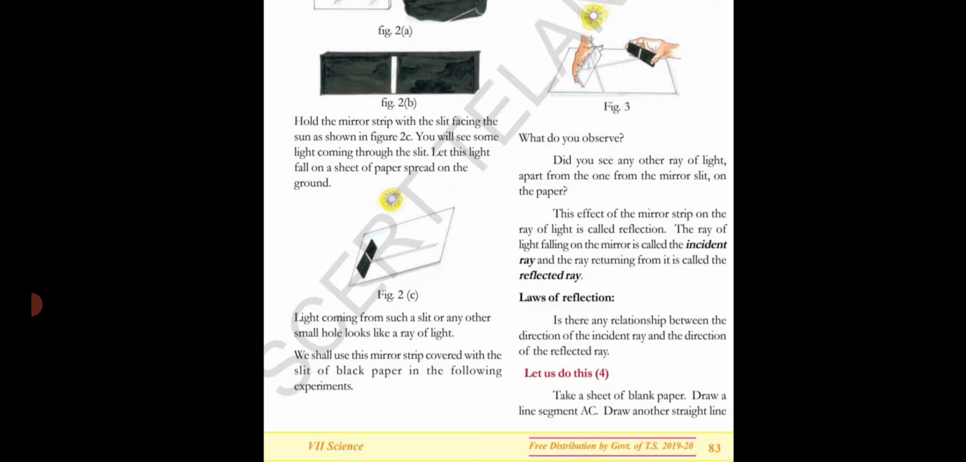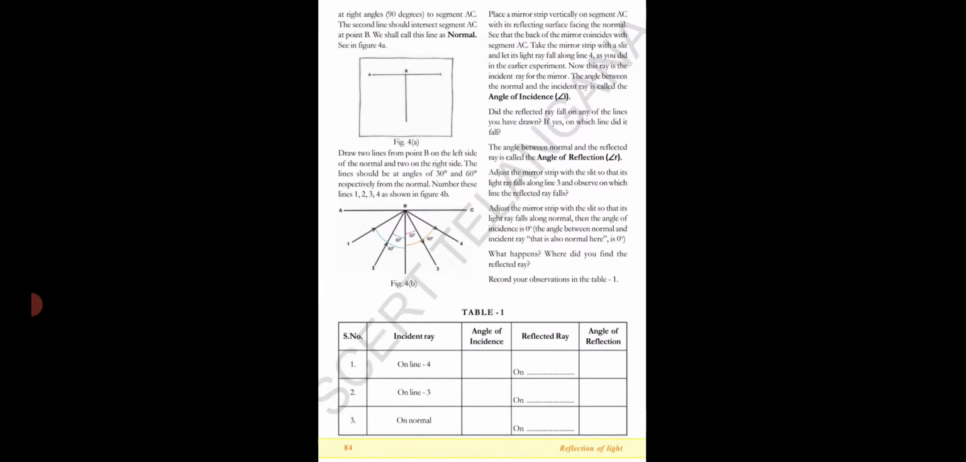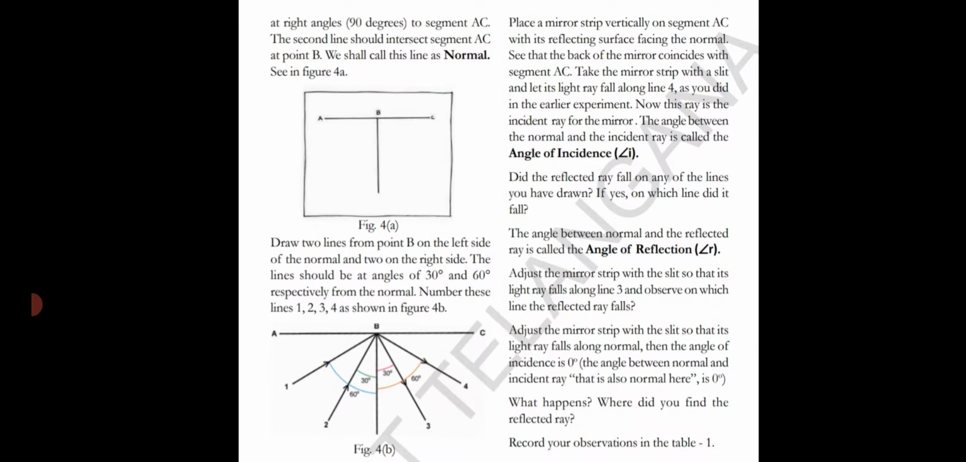Let's see. Let us do this activity 4. Take a sheet of blank paper, draw a line segment AC. Draw another straight line at right angles, that is 90 degrees, to segment AC. The second line should intersect segment AC at a point B. We shall call this line the normal. You could see here in the image 4A how it is drawn.